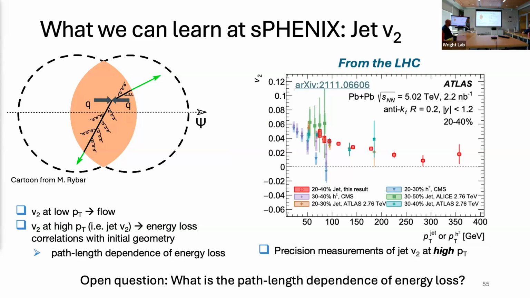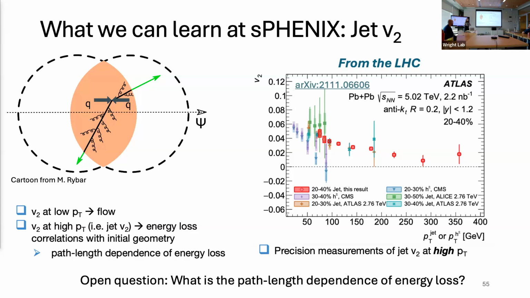So I have to show the jet v2 because this was my PhD analysis. One of the ways that you can get at the path length dependence of energy loss is by looking at the azimuthal variation of your jet yields. You can expect that a jet that comes out this way from the QGP is probably going to see less QGP on average than one coming out this way. And so that really directly tells you about the path length dependence.